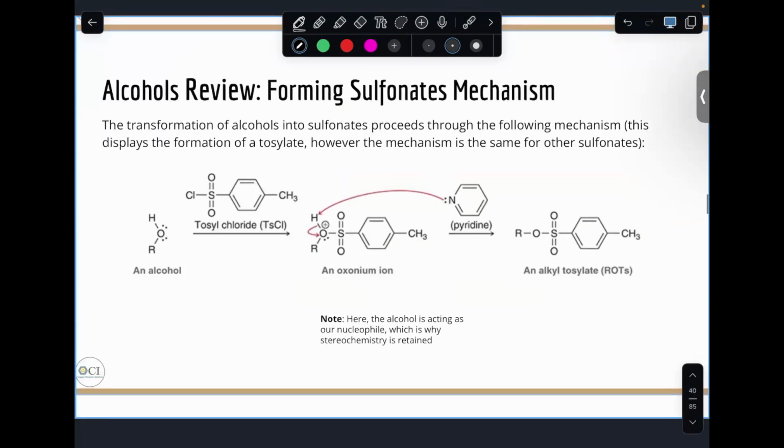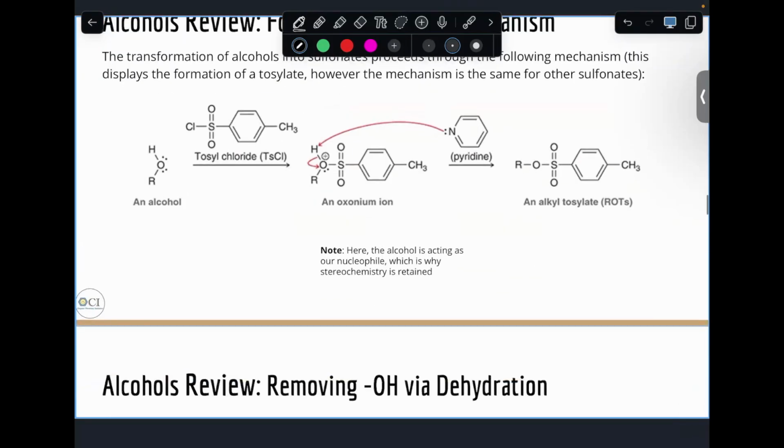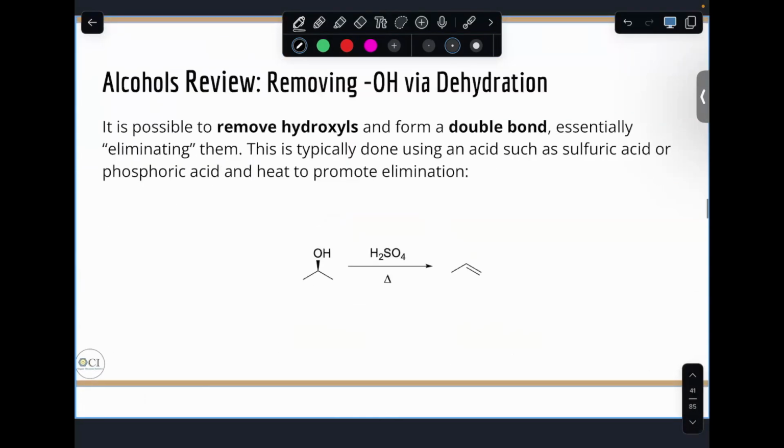This is a mechanism. It's not really something you'll need to memorize. This is how you can do an elimination reaction with OH, by using a really strong acid like H2SO4 plus heat. And this typically will form the alkene on the more substituted side.